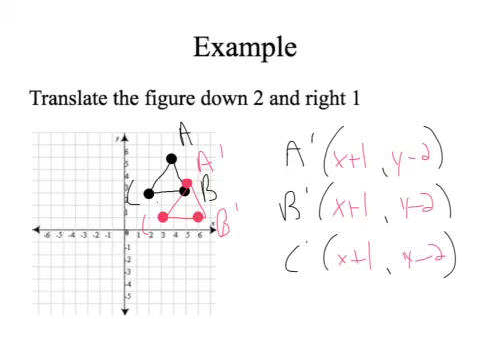So if you're writing a general formula, if you go to the right, you're going to add to your x. If you go left, you're going to subtract from your x. If you go up, you're going to add to your y. If you go down, you're going to subtract that number from your y. Translation, you're just sliding a figure throughout the coordinate plane.